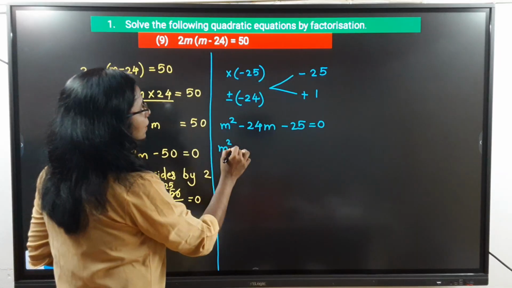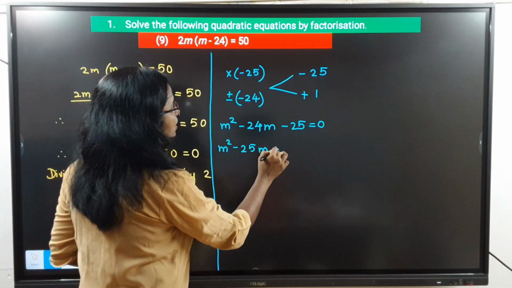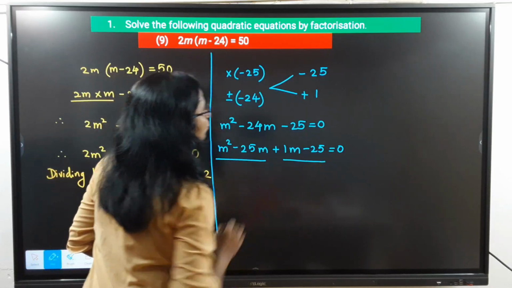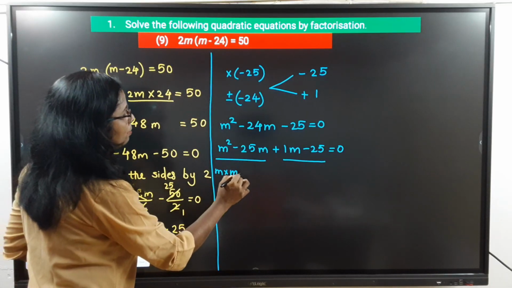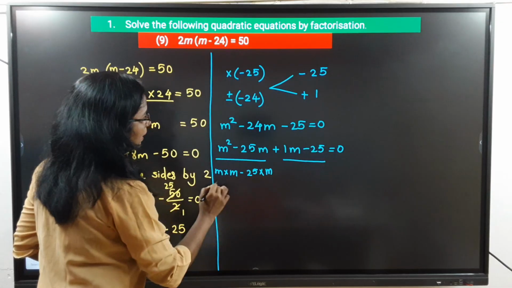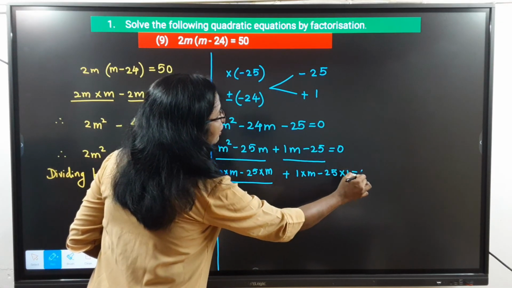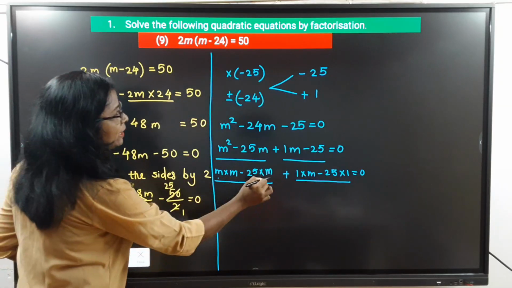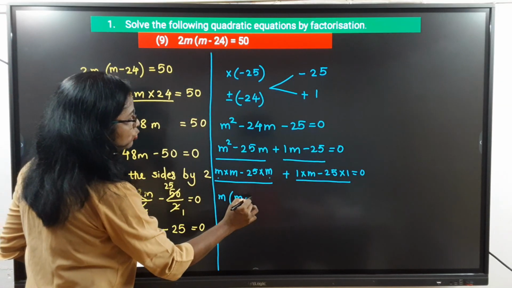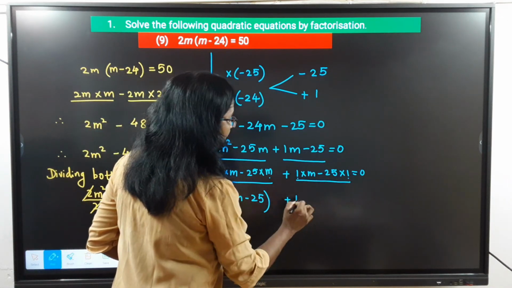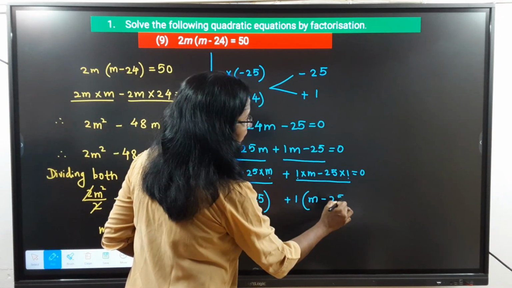Therefore, n square minus 25n plus 1n minus 25 is equal to 0. So now make the two groups. So here n multiply n minus 25 multiply n, then plus 1 multiply n minus 25 multiply 1 is equal to 0. So now from the first group, n is common, so n in the bracket n minus 25. Then from the second group, 1 is common, so 1 in the bracket n minus 25 is equal to 0.